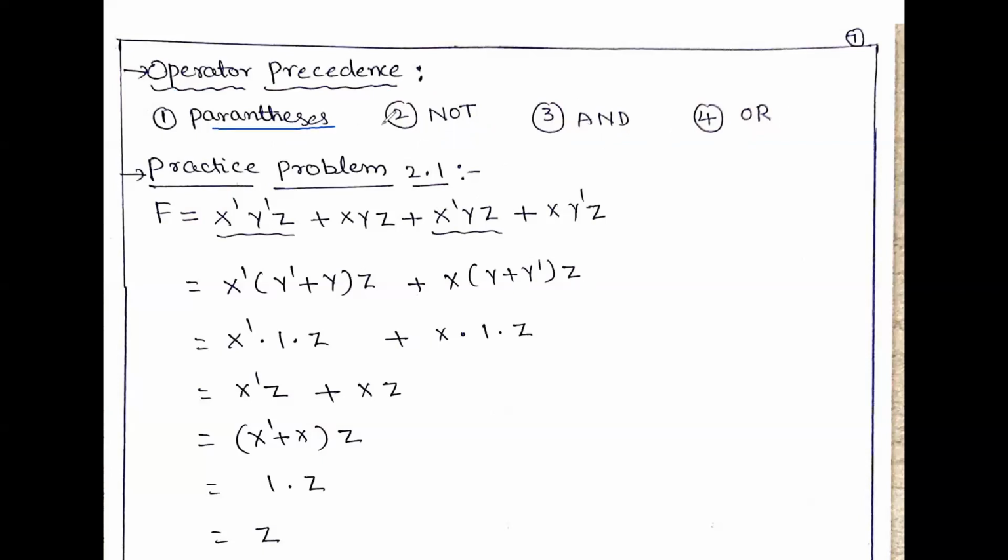Now, with the help of this operator precedence, we should simplify the Boolean expressions to the minimum number of literals. Let us see one example. So this is one practice example. Let us take the given Boolean function like this. What is meant by a Boolean function? A Boolean function means the combination of input and output variables, operators, and the equal symbol.